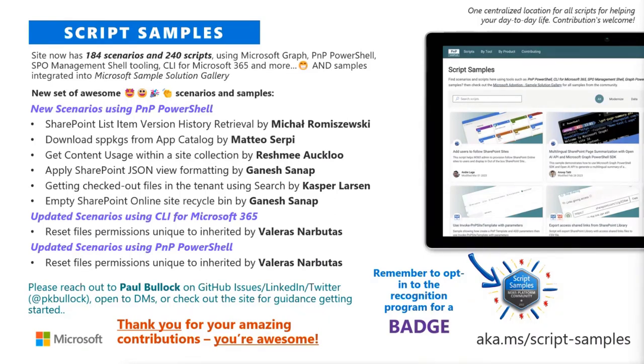We've had a new set of wonderful contributions. We've got some PnP PowerShell scenarios, for example, SharePoint list item version history retriever by Michelle Rozimski. We've got download SPKGs, the SharePoint Framework packages from the app catalog, by Matteo Serpi. Get content usage within a site collection by Reshmi Aklu. Apply SharePoint JSON view formatting by Ganesh Schnapp. Getting checked out files in the tenant using search by Casper Larson. Another sample from Ganesh Schnapp for emptying your SharePoint Online recycle bin.